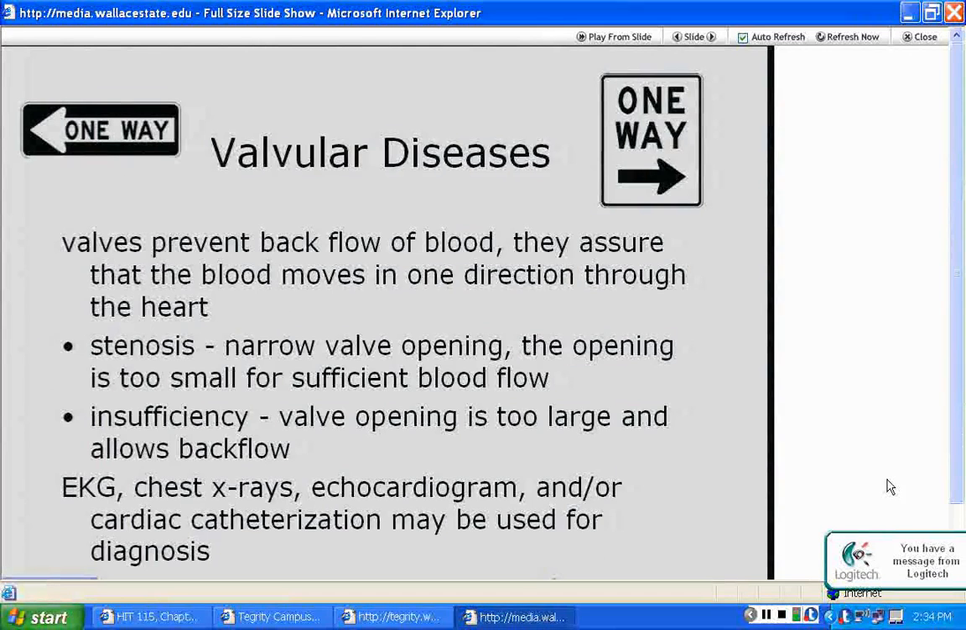As far as diagnosing valvular diseases, EKGs and chest x-rays are used, but the very best is the echocardiogram because it will show the motion of those heart valves. Cardiac catheterization may also be used.